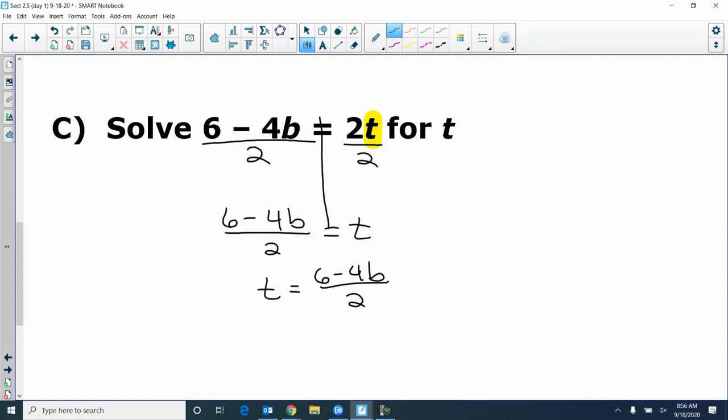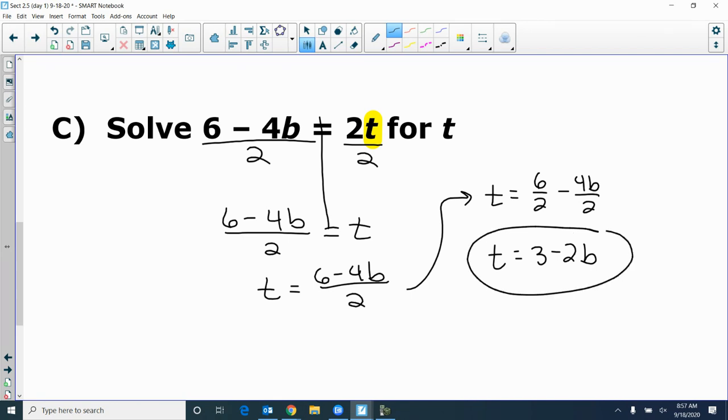Once we divide by 2, we can split this apart and divide them both by 2. So this becomes 6 divided by 2 minus 4b divided by 2. Well, what's 6 divided by 2? 3. And what's 4 divided by 2? That's going to be our final answer for this case.